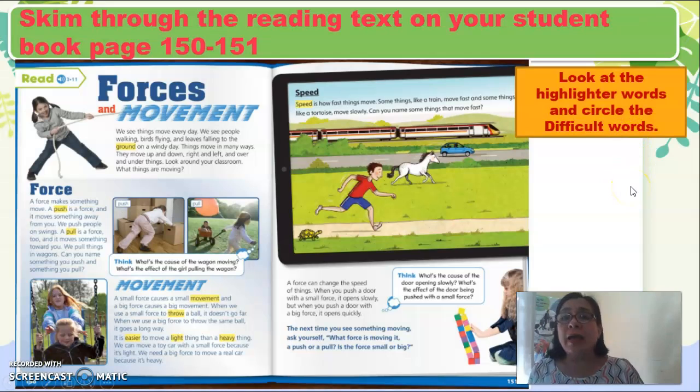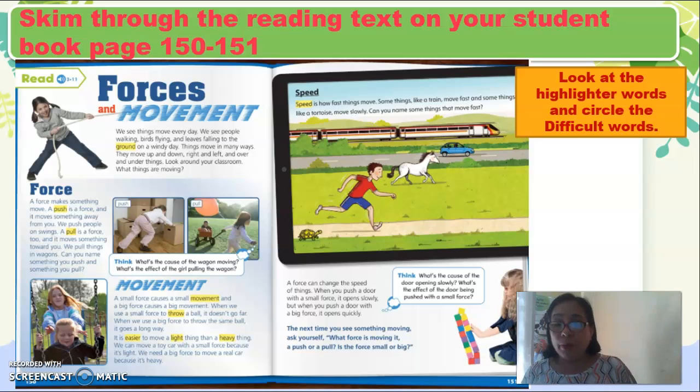Well, right here we have open. Please, first you will open your book on pages 150 and 151, skim through the reading, and check the highlighted words which are part of the vocabulary, and circle any difficult words that you don't understand. Okay, check the highlighted words, please.